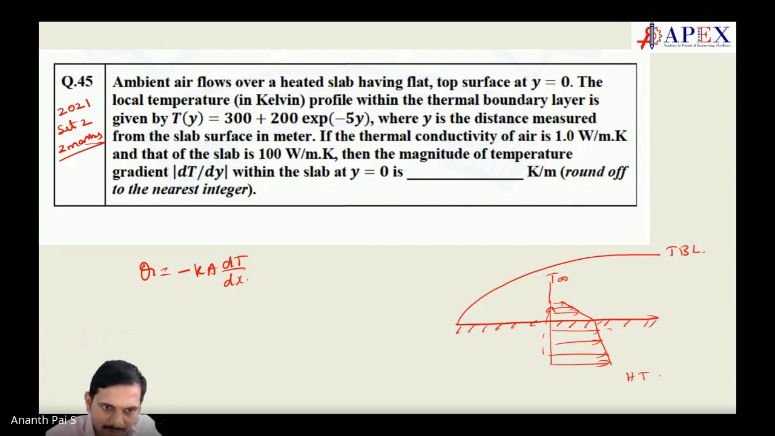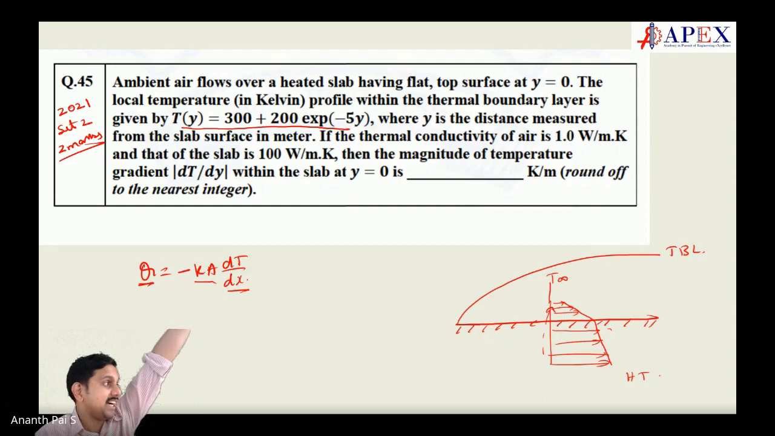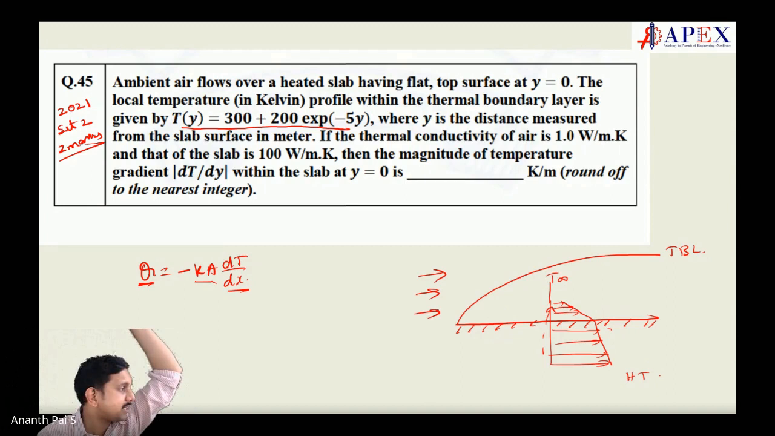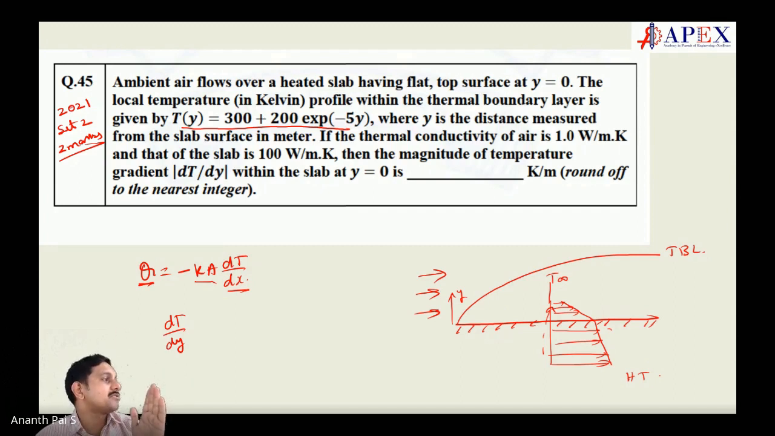See here, the heat transfer depends on minus Ka dt by dx. Temperature profile is given here, right? Where is the temperature profile given? Inside the air. The air temperature profile is given with y as a distance, right? So you get dt by dy. Here it is not dt by dx, it's dt by dy because the heat transfer is in the y direction.